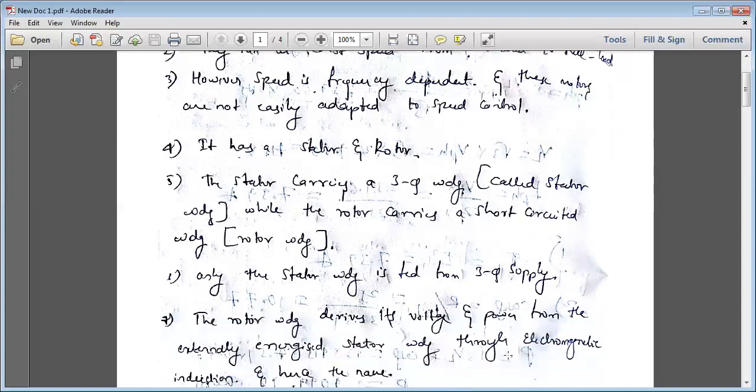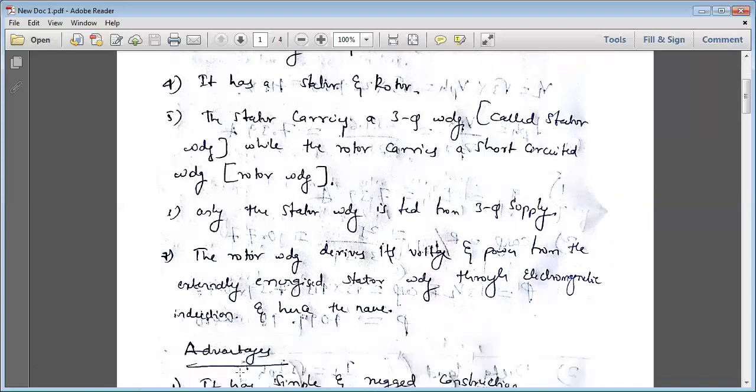Then the rotor winding derives its voltage and power from the externally energized stator winding through electromagnetic induction, and hence the name. Why we are saying induction motor is because of the electromagnetic induction: energy is transferred from stator to the rotor because of the electromagnetic induction process. That's why the name is induction motor.